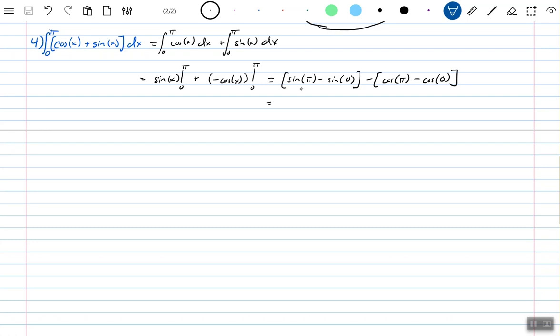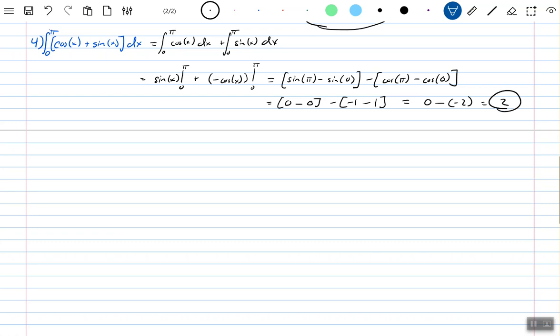So this is equal to sine of pi, but what is sine of pi? Well, that's just 0, minus sine of 0, which is just 0 again, minus cosine of pi, which is negative 1, minus cosine of 0, which is just 1. So that's equal to 0 minus negative 2, which is just equal to 2.